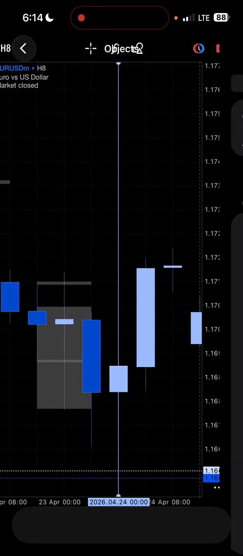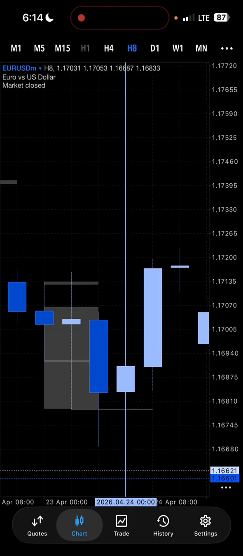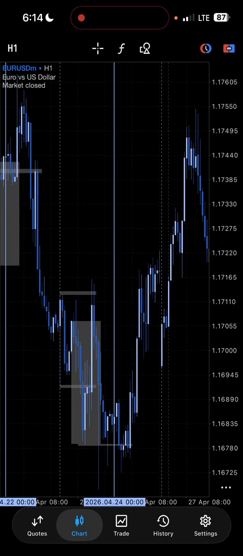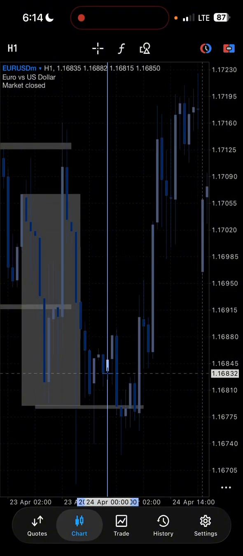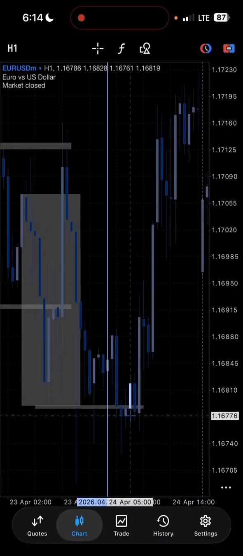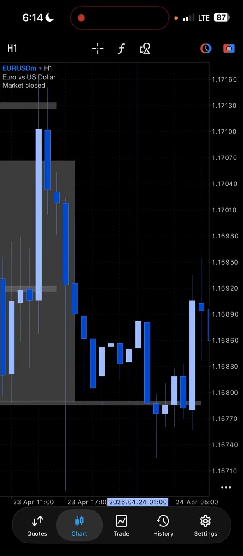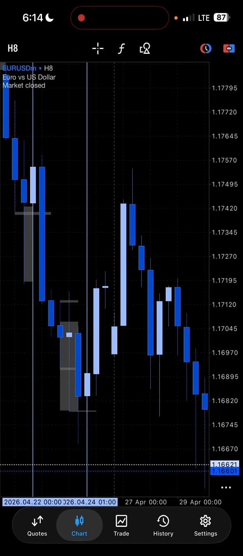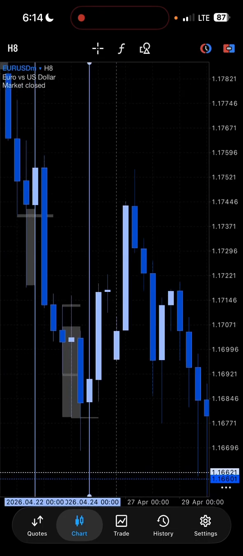So what happened next? The market gave us a sweep right here on this 8 hours candle. Then the next 8 hours, we'll try and look for an entry. So what did the market do? The market didn't give us any entry because there was no break of structure, right? So what's the next thing to do? The next thing to do is to repeat the process.